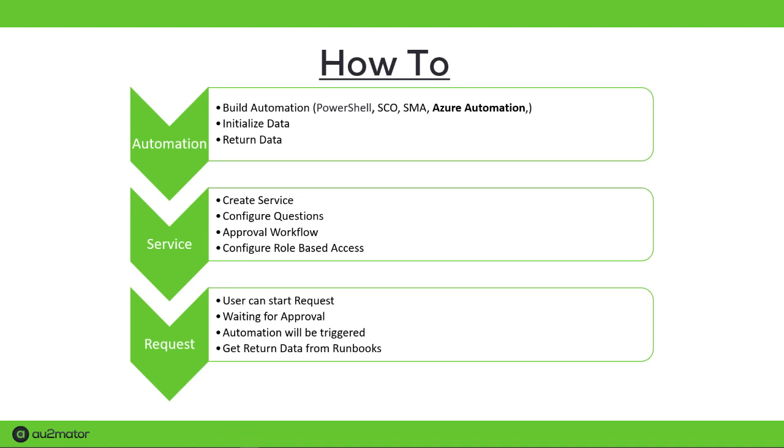So you have to build these automation tasks, and then Automator comes into place. You can build a service, transform your initialized data from your Azure Automation into questions, configure an additional approval workflow, and configure role-based access so you can control who can see your services. Then the user can start the request. If configured, he needs to wait for an approval. Then the automation will be triggered, and then you get the return data. So that's the idea behind the Automator self-service portal.